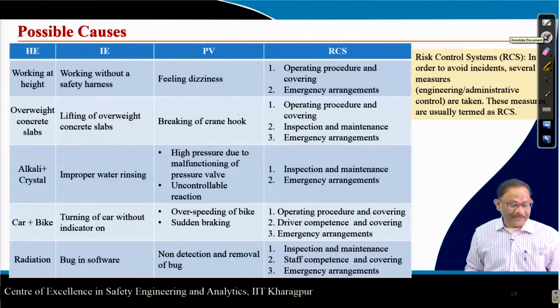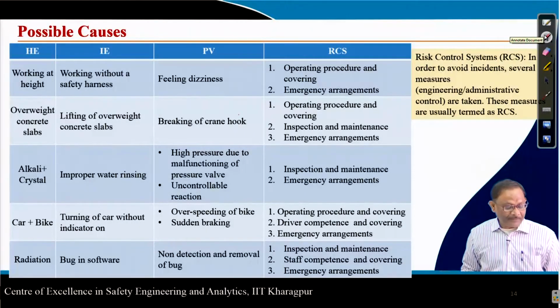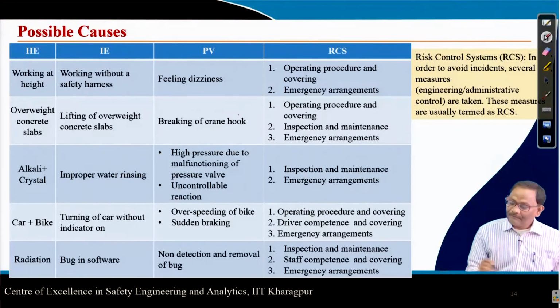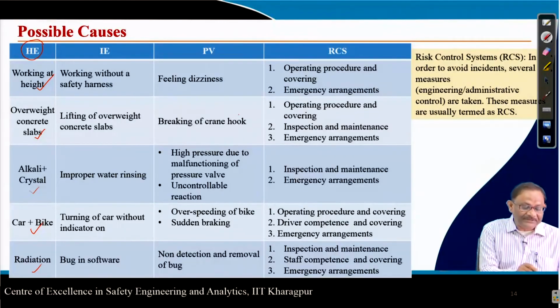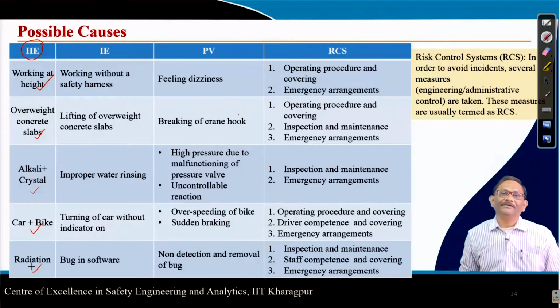Here all those five hazards are given. First one is working at height. Second one, lifting of overweight concrete slabs. Then alkali crystal ringing, car and bike, and radiation. These are the hazardous elements. Basically, these are the source of hazard.